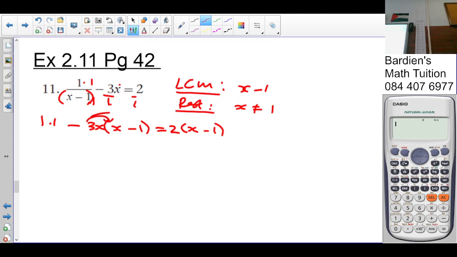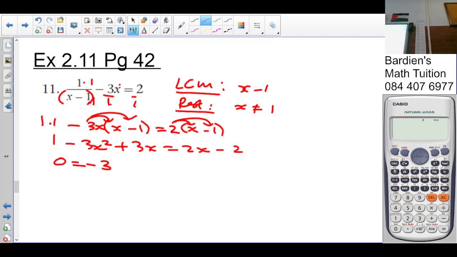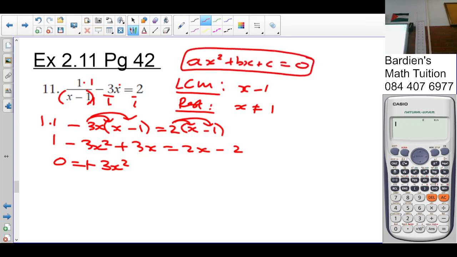So from here it's a matter of simplifying. There's going to be 1. 1 times 1 is 1. Negative 3x times x is negative 3x squared. Negative 3x times 1 is positive 3x. 2 times x is 2x, 2 times negative 1 is negative 2. Since it's quadratic, we take everything to one side with 0 on the other side, so it becomes positive 3x squared. I'm writing it in standard form of ax squared plus bx plus c. Why? So that I can substitute it in my quadratic formula.